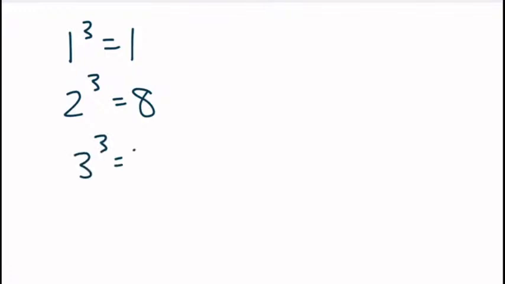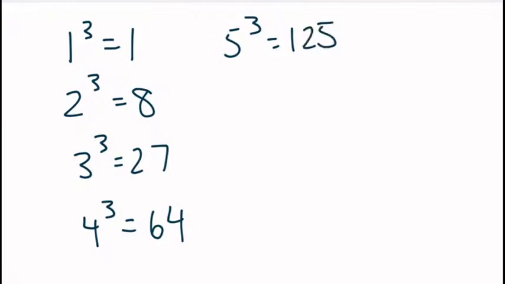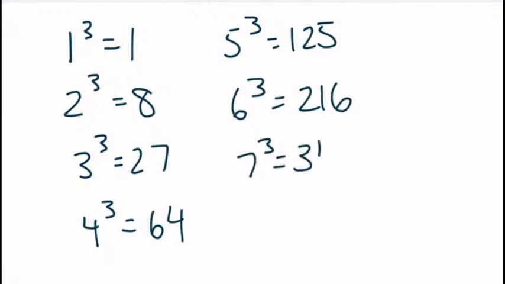So starting with 1, 1 cubed is equal to 1, because anything times 1 is equal to itself. And then 2 to the third power is 8, 3 to the third power is 27, 4 to the third power is 64, 5 to the third power is 125, 6 to the third power is 216, 7 to the third power is 343, 8 to the third power is 512.